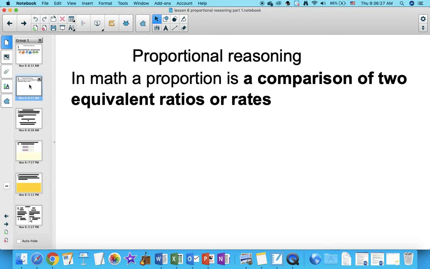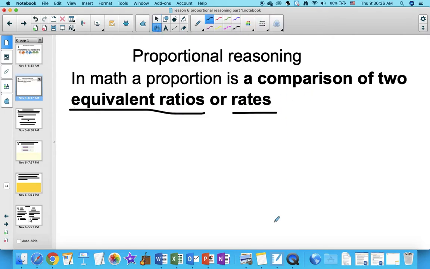Well, in math, a proportion is the comparison of two equivalent ratios or rates. Two equivalent ratios or rates. So we've talked about ratios, we've talked about equivalent ratios and done them a lot. And we've also talked about rates. So now we're going to compare two different ratios or rates and try and fill in certain blanks.